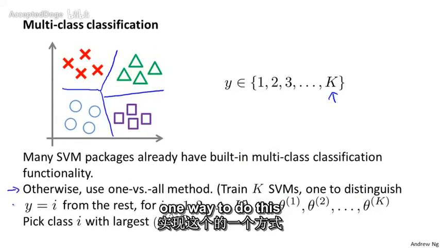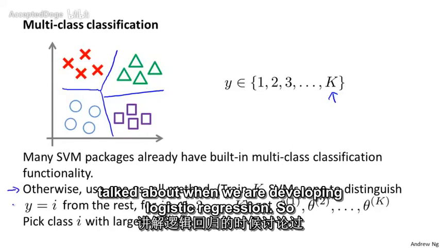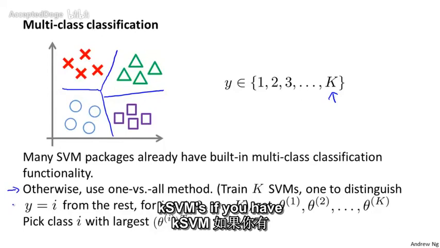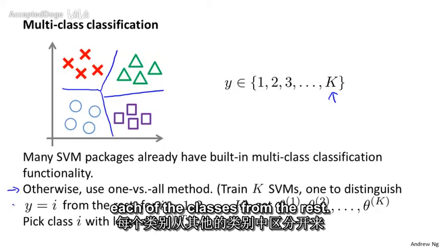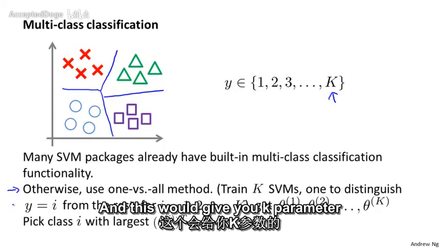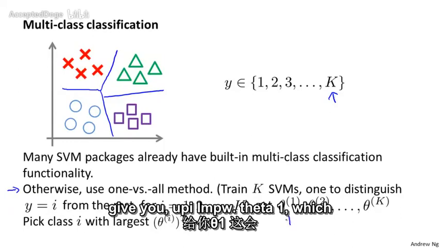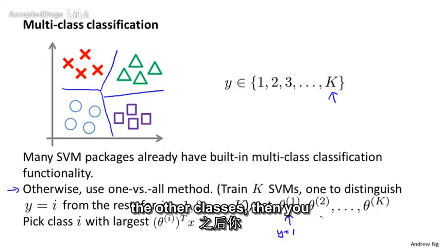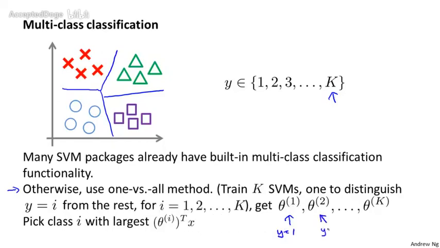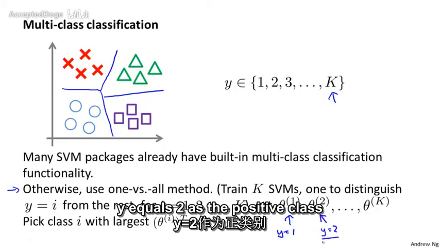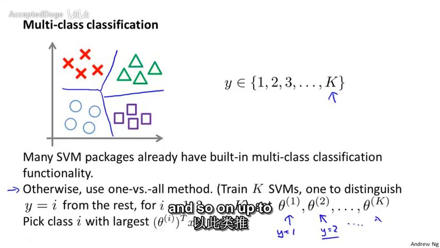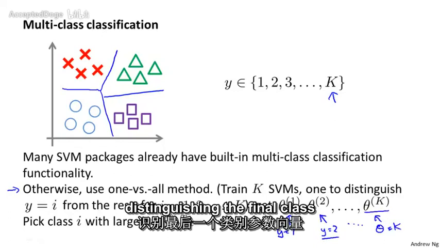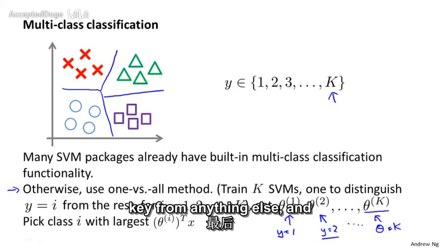Otherwise, one way to do this is to use the one versus all method that we talked about when we were developing logistic regression. So what you do is you train k SVMs, if you have k classes, one to distinguish each of the classes from the rest, and this will give you k parameter vectors. So this will give you theta1, which is trying to distinguish class y equals 1 from all of the other classes. Then you get a separate parameter vector theta2, which is what you get when you have y equals 2 as a positive class and all the others as a negative class, and so on, up to a parameter vector theta k, which is the parameter vector for distinguishing the final class k from everything else.